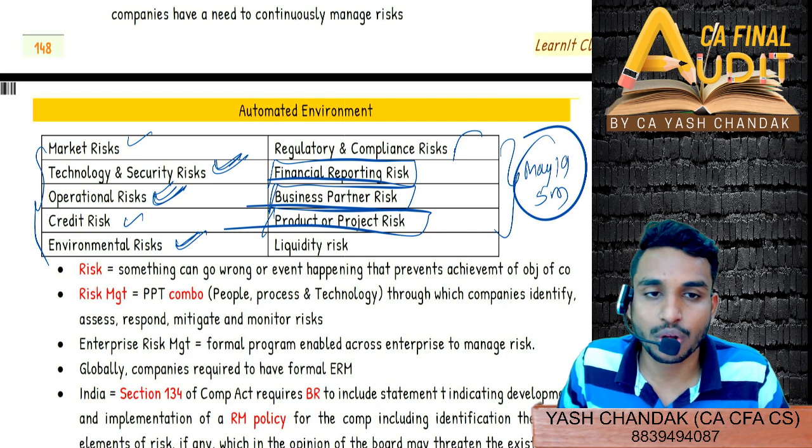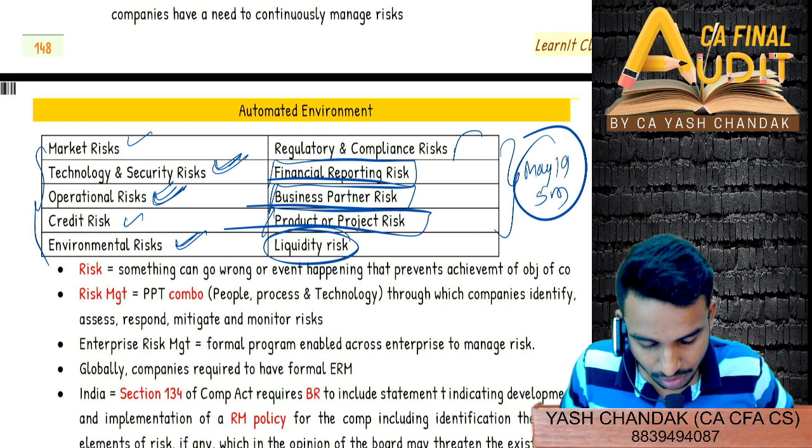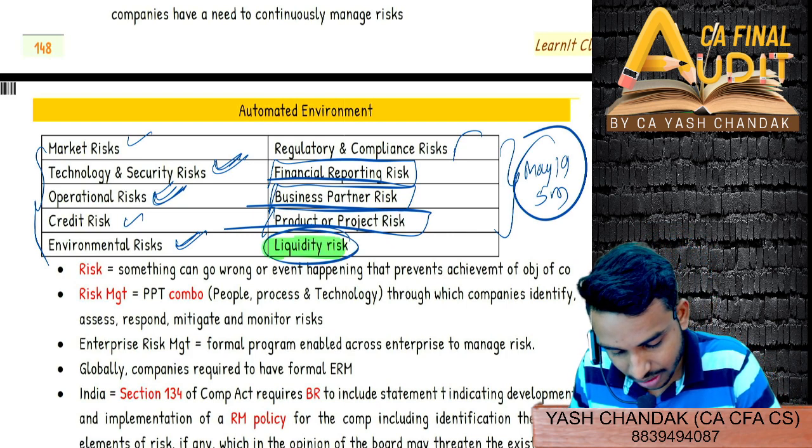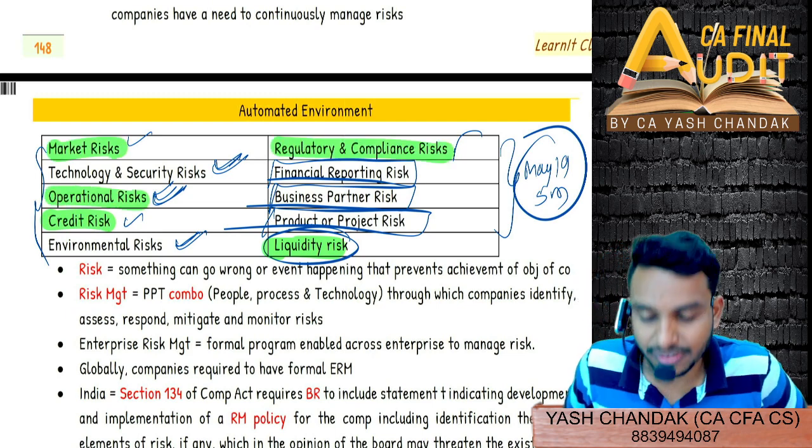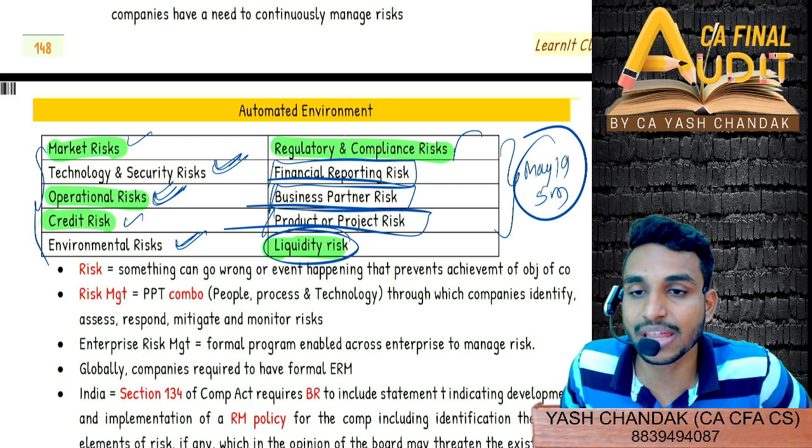What if the product fails, project fails? And lastly, the liquidity risk. So liquidity wise, you will find liquidity risk, credit risk, operational risk, market risk, regulatory and compliance risk. These five risks you will be covering in detail in SFM.